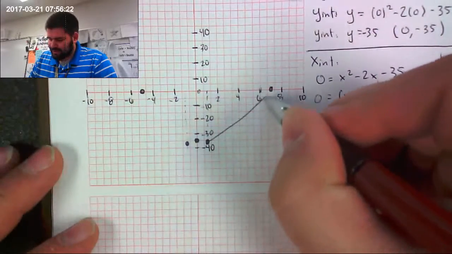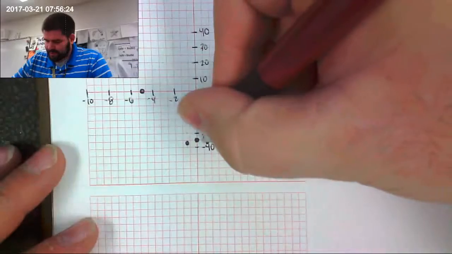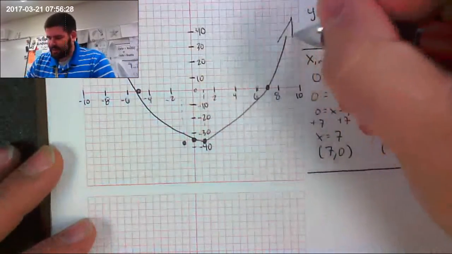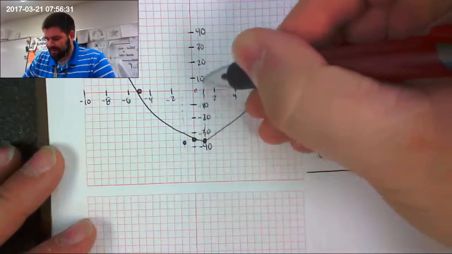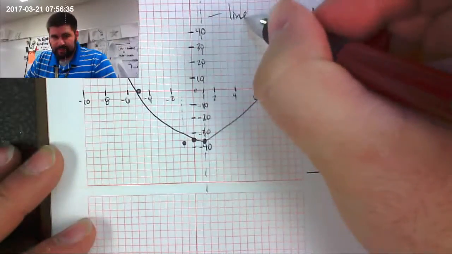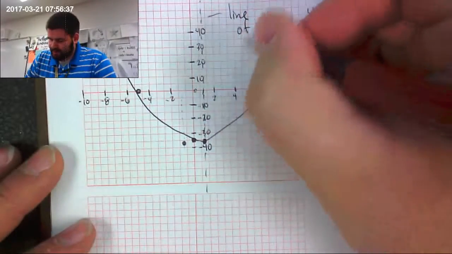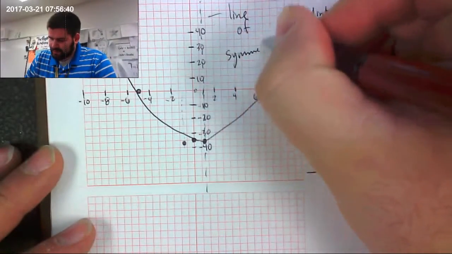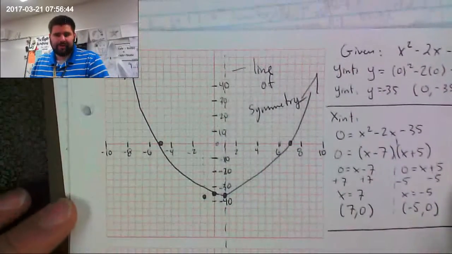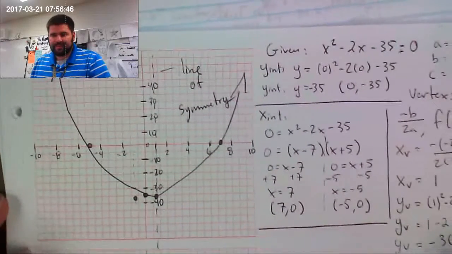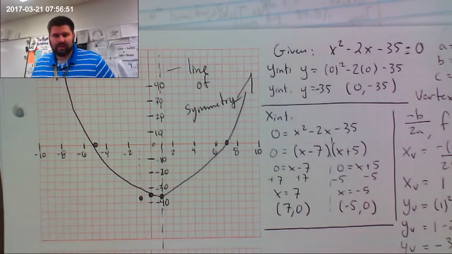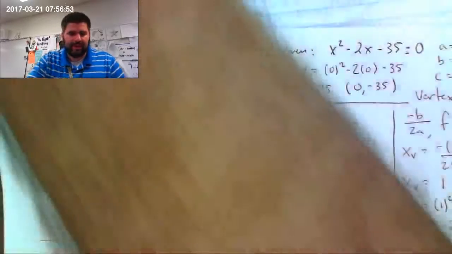And then I just fill in my little graph. Give it a little shape. Go up like that. I can draw my line of symmetry down the middle. Line of symmetry. And there you have it, ladies and gentlemen. There is your graph given this specific quadratic equation, finding the vertex, x-intercepts, and y-intercepts. I hope you enjoy. Come back next time.